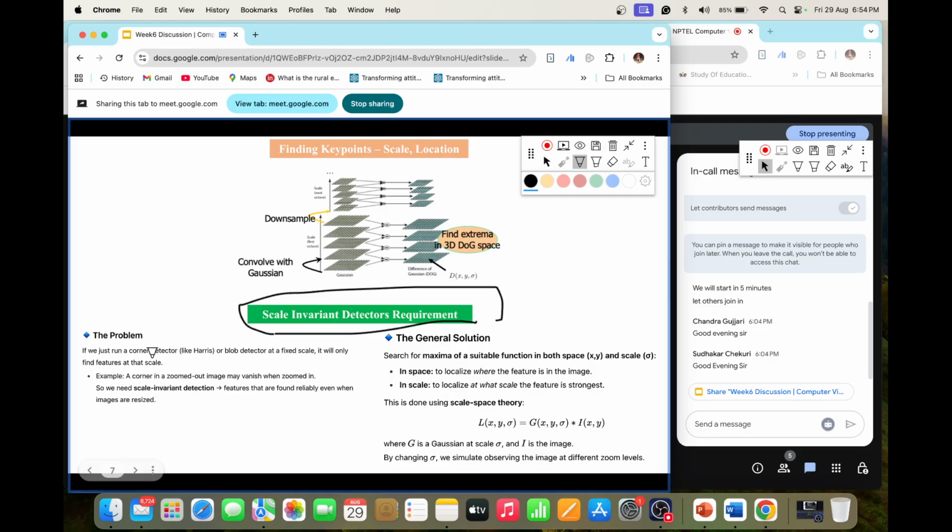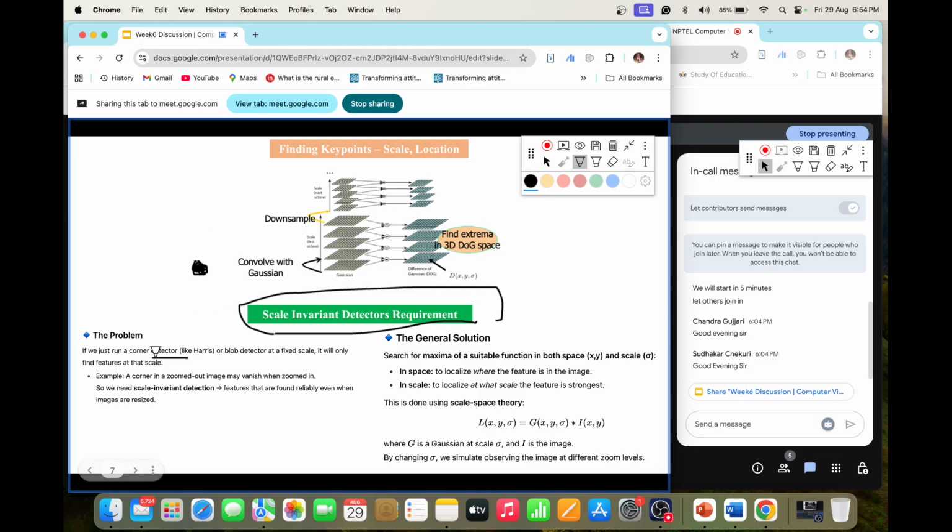If we just run a corner detector like Harris or a blob detector, a blob is nothing but, this can be a blob. In this patch you can see the intensity is dark, and outside of this patch the intensity is very bright. This type of structure is known as a blob. That means a structure in which the intensity inside is constant, but the intensity outside is very different.